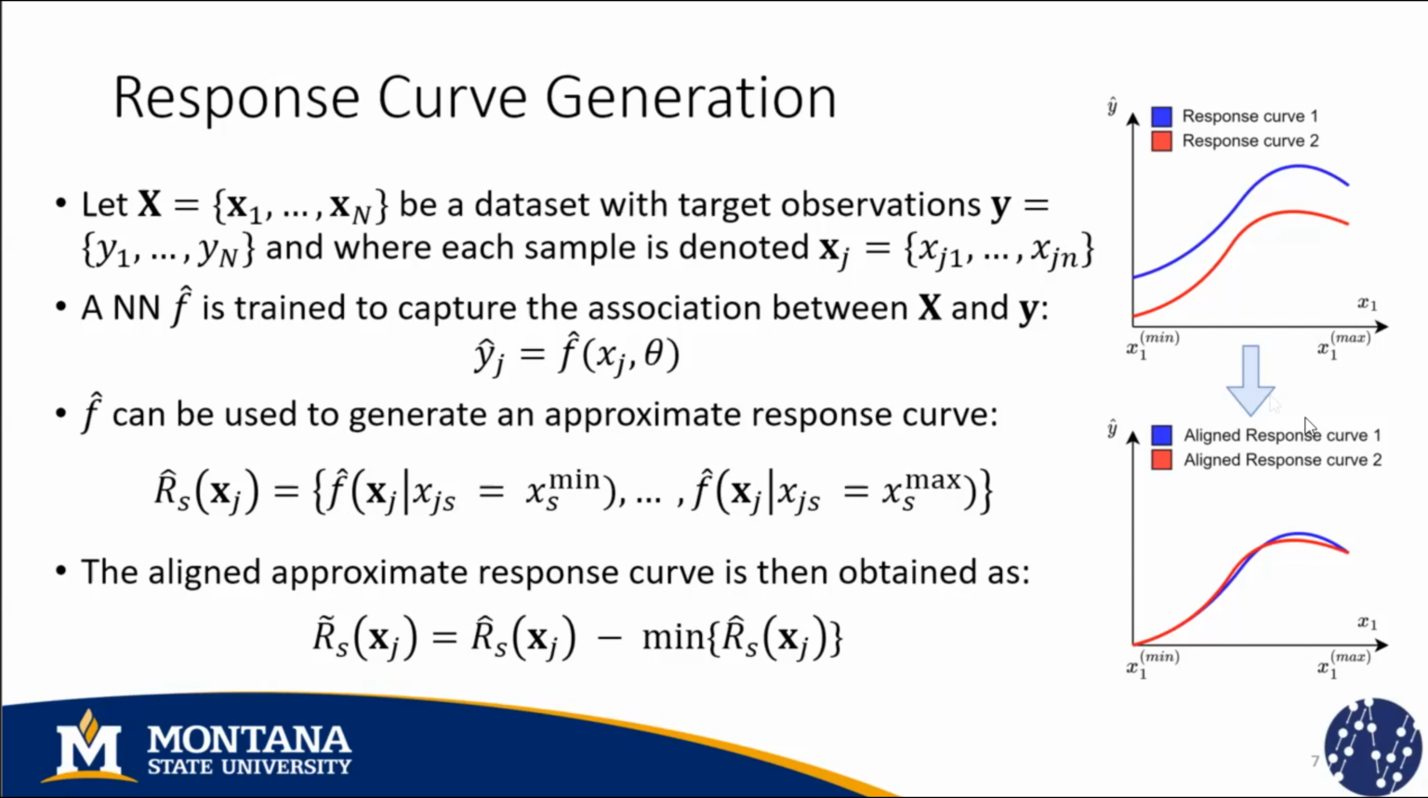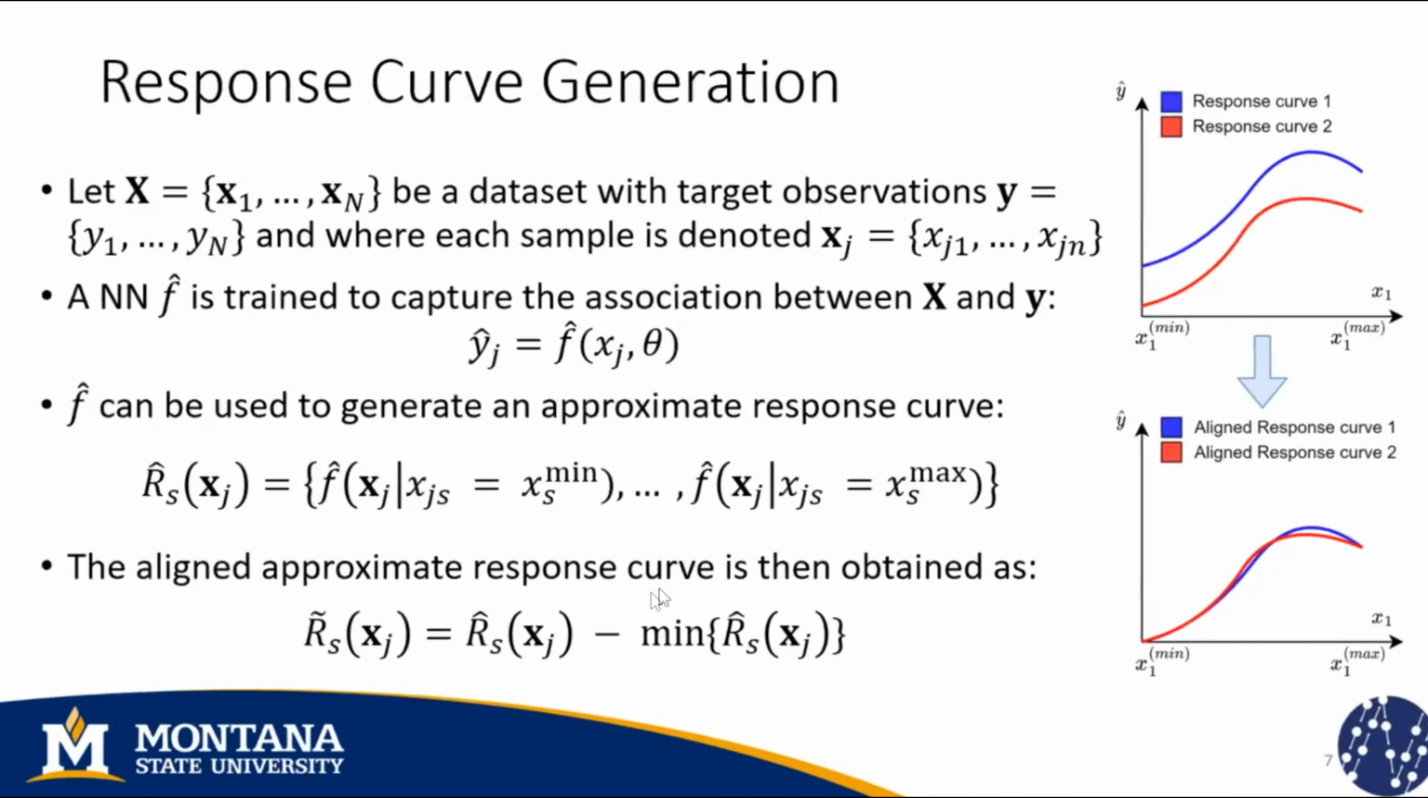We said before that we are interested in the shape of the curves rather than in their absolute values. So we need to get rid of any vertical shifts. And we do that by using this alignment process that subtracts the minimum value from each response curve, as we see in this example.